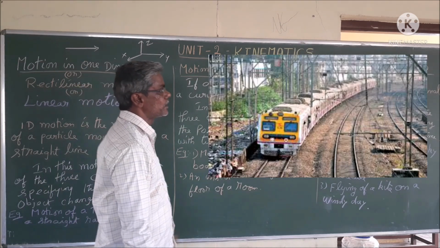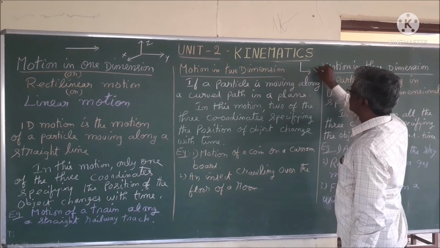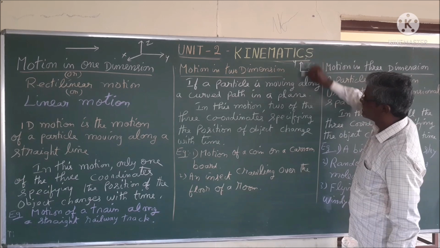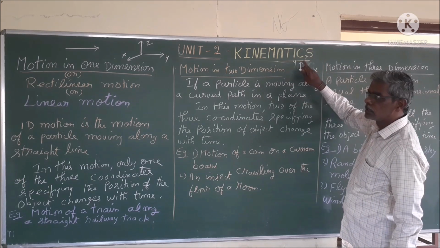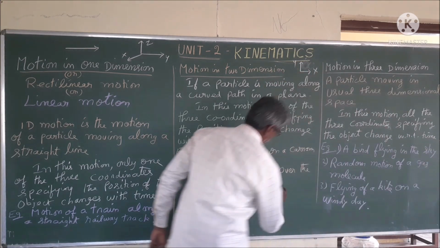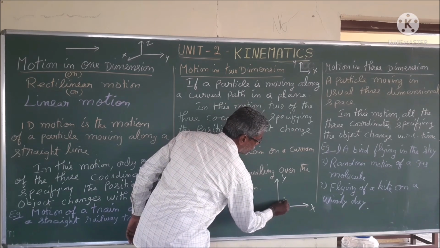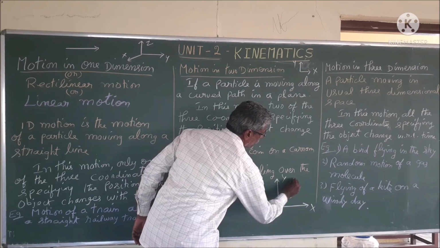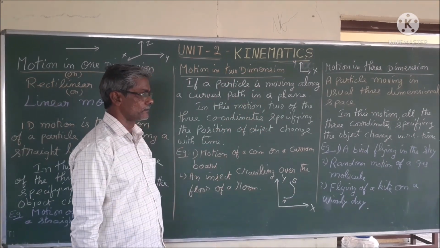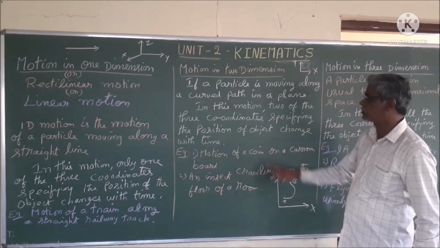Next, we will go to motion in two dimension. Now, this is the x axis, this is the y axis. This is a plane. In this plane, if the object moves, then I can call it two dimension because of two axes, that is x, y. If the object moves in a curved path, then I can call it motion in two dimension. Here it will represent two coordinates.